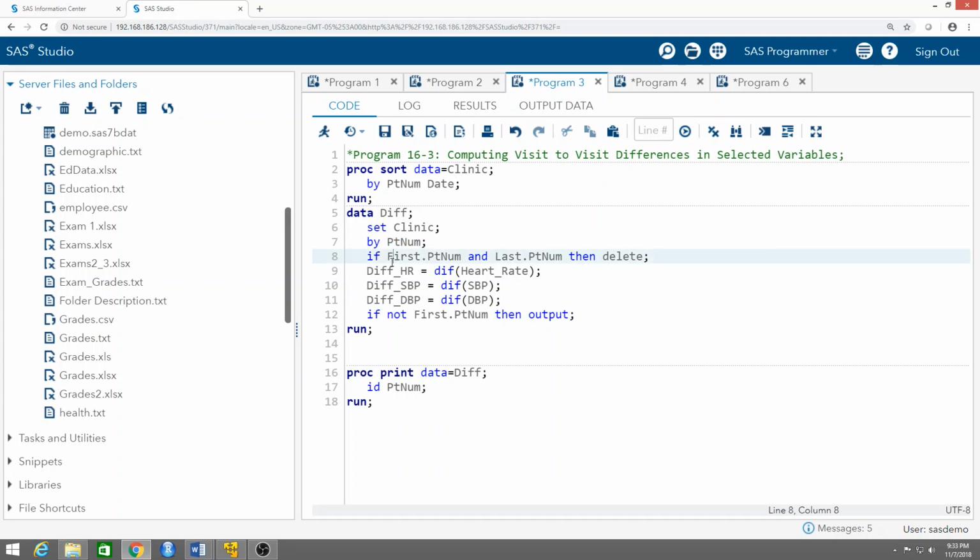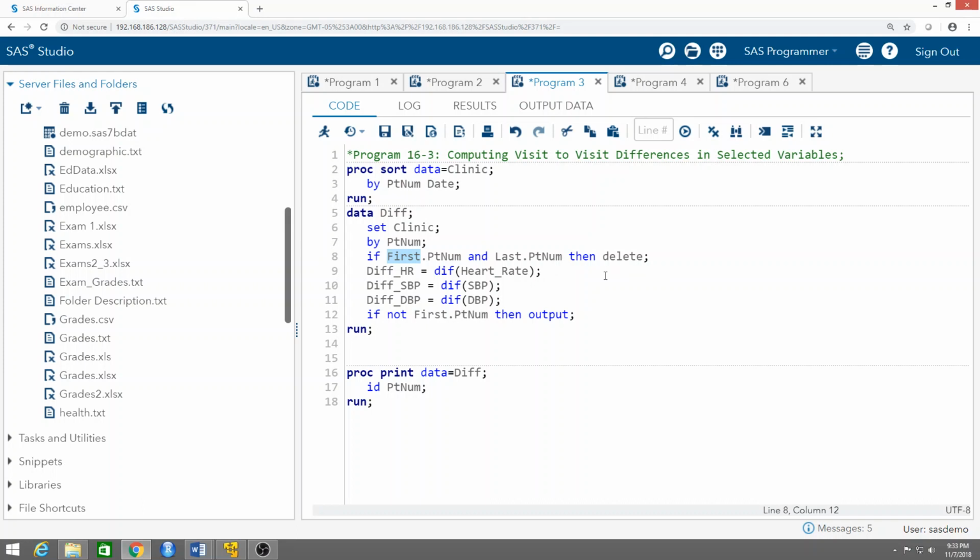Now this if statement says, okay, if the first variable is equal to 1, or is true, and the last variable is also equal to 1, that means what? That means that's the first and the last visit of the patient. So that patient was there only once. Then we're going to delete that patient, because there is no point in computing any difference, because that patient was there only once.